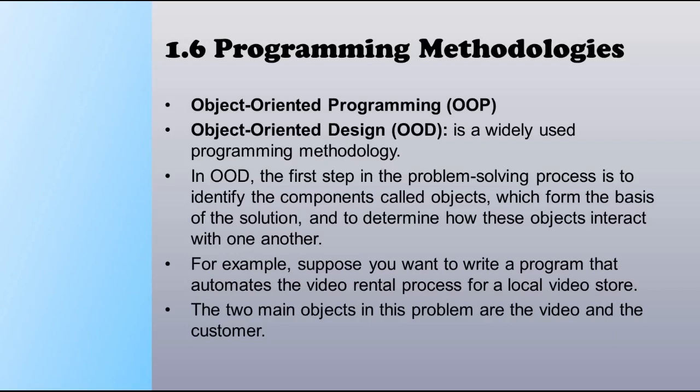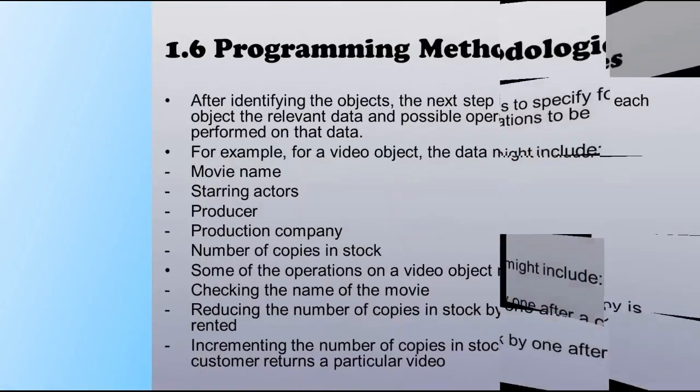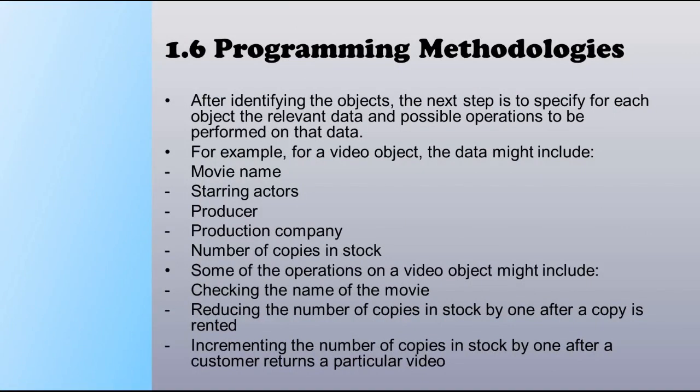Now let's see an example. Suppose you want to write a program that automates the video rental process for a local video store. The two main objects in this problem are the video and the customer. After identifying the objects, the next step is to specify the relevant data and the possible operations to be performed on that data, based on how the video rental store works.